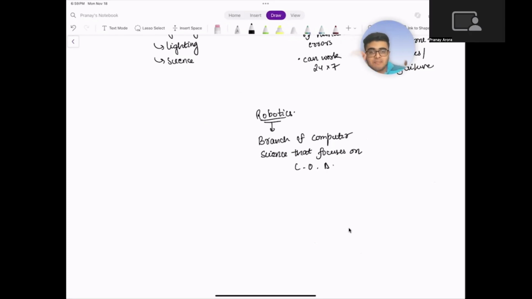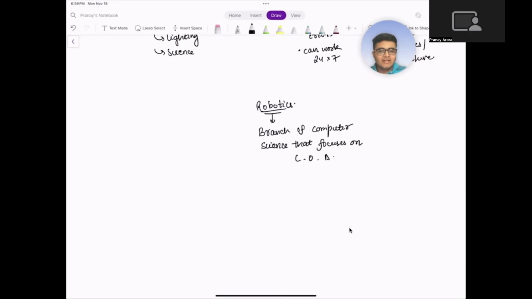Coming back to the chapter, the next topic is robotics. What is robotics? When we talk about robotics, we are talking about robots and their computer science, the technology there, how they work, how they function. How would you define it? Because the definition is obviously asked in the exam. So, a branch of computer science that focuses on COD.